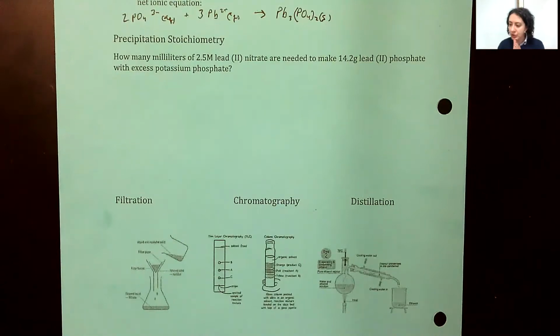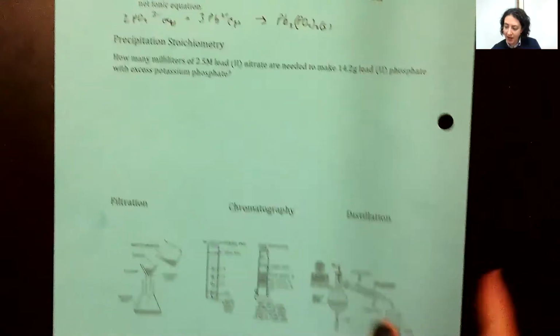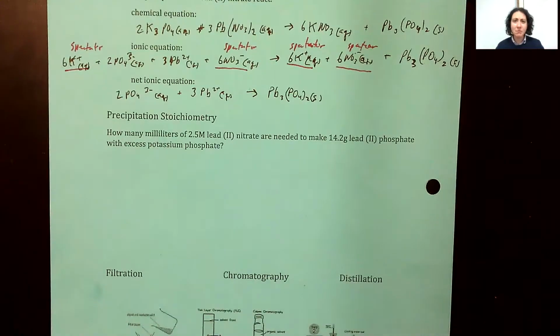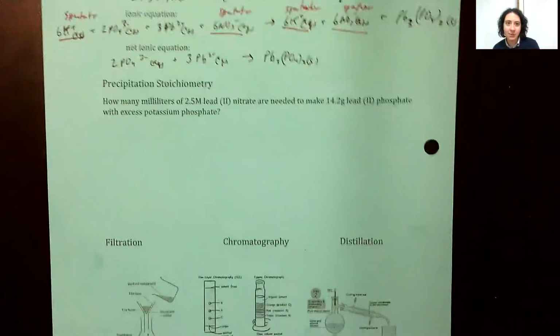When we're dealing with solutions, if you think about what we did before with these net ionic equations, we have a chemical equation. It's got solids. It's got solutions. So we can do stoichiometry. We can convert between different chemical species. So let's crack right into a problem here.